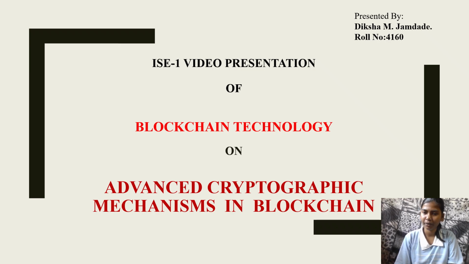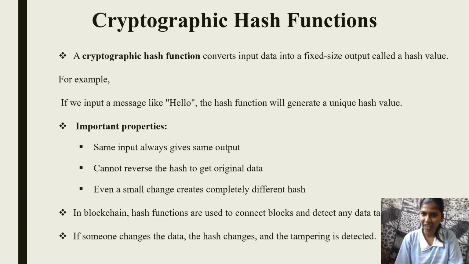Today I am here for presenting my video presentation of ISE1 of the course Blockchain Technologies, and the topic assigned to me is Advanced Cryptographic Mechanisms in a Blockchain. So there are 9 to 10 mechanisms in blockchain. So we will see it line by line. Okay. So the first one is cryptographic hash functions.